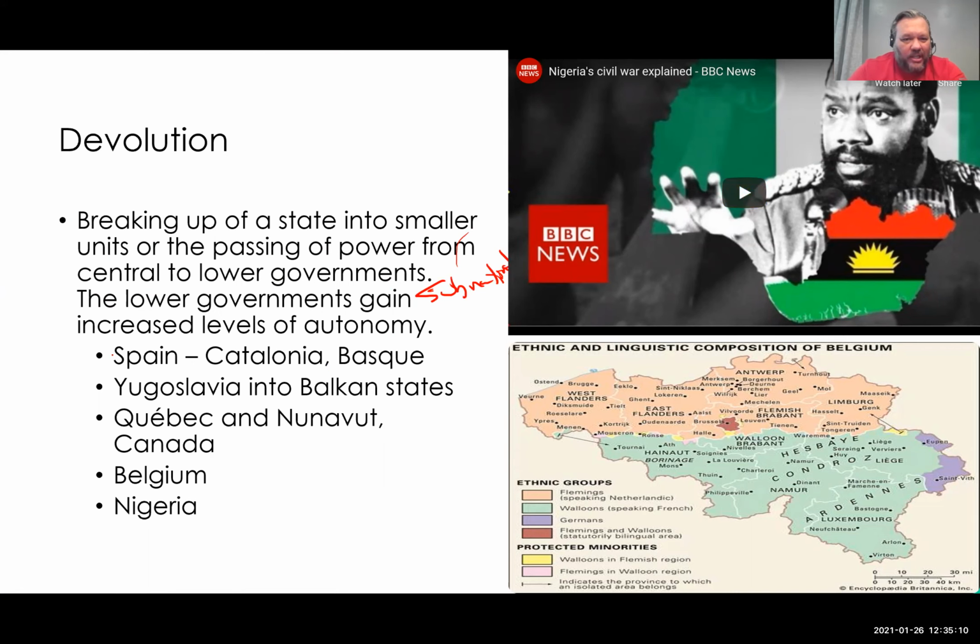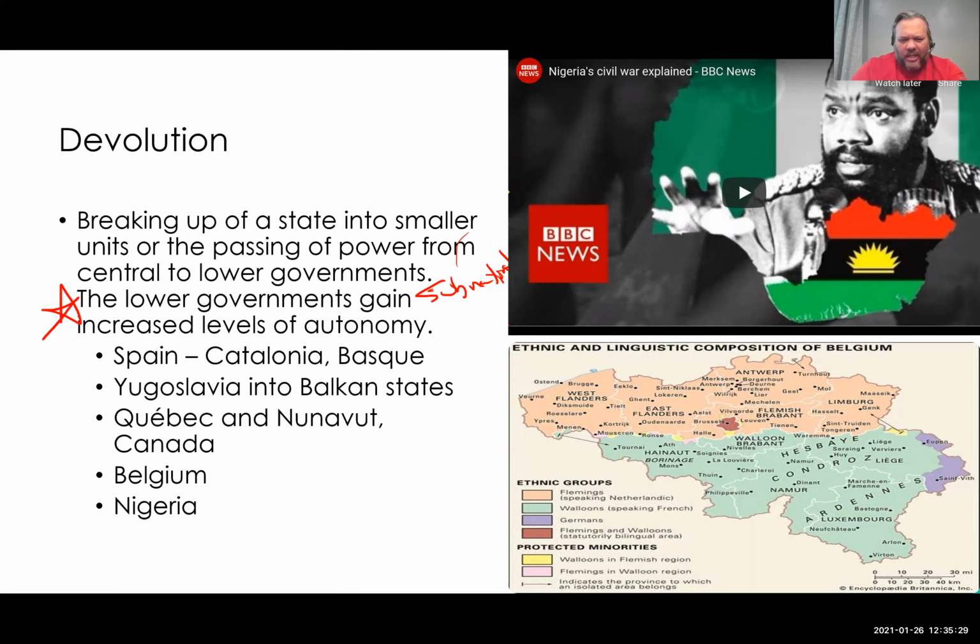The lower governments gain increased levels of autonomy. And so that's the important part. So again, remember, devolution, the country's still together, but the smaller units have more power, which has been given to them by the bigger units. So we'll talk about why the national government might give that power away in just a bit.